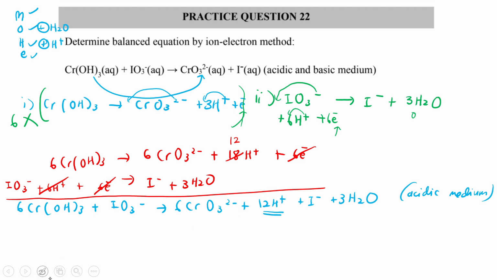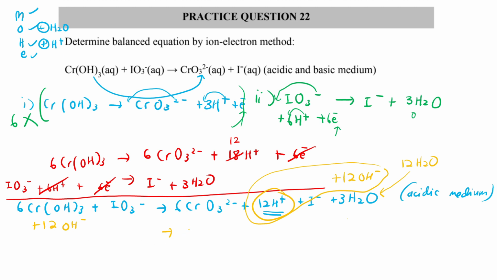Okay, then to proceed for basic medium, we need to add OH minus. So how many OH minus we need to add depends on how many H plus we have. So we have 12 H plus. So we add 12 OH minus on your right hand side, and also 12 OH minus on your left hand side. So we know that this combination will form water. So 12 H plus combined with 12 OH minus produce 12 water. So 12 water combined with 3 H2O produce 15 H2O.